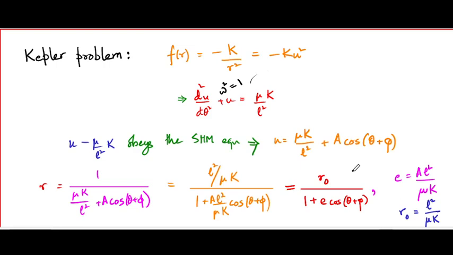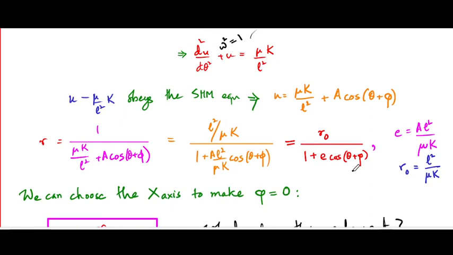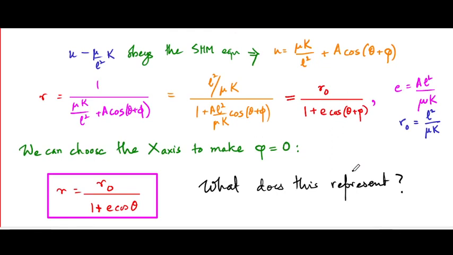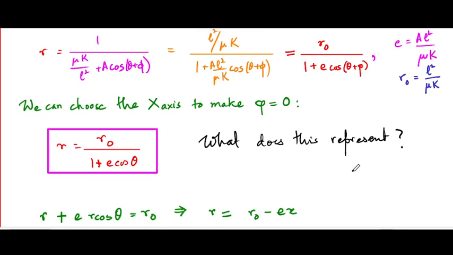To see that, let us try to rewrite this after we have chosen the special case, of course, that phi is 0, and thus written this as r equals r0 by 1 plus e cos theta. Let us try to rewrite this in Cartesian coordinates. Now that's pretty easy to do. We see that this expression is nothing but r plus e r cos theta equals r0. And if you look at the standard transformation rule between Cartesian and polar coordinates, r cos theta is simply nothing but x. So this is r equals r0 minus e x.